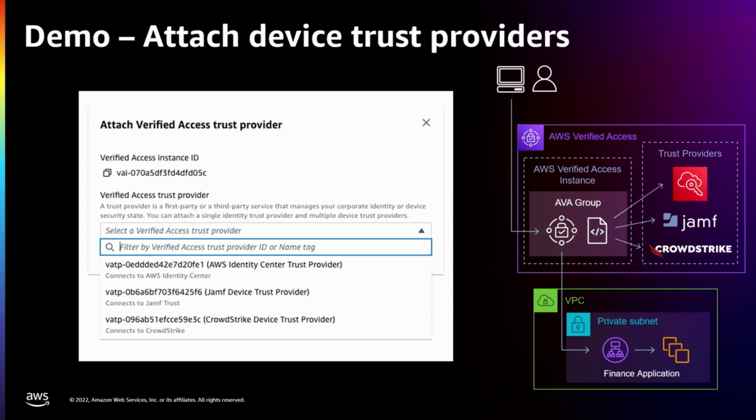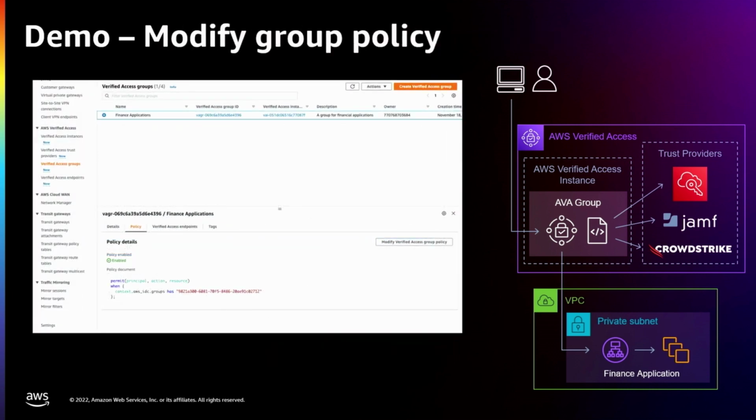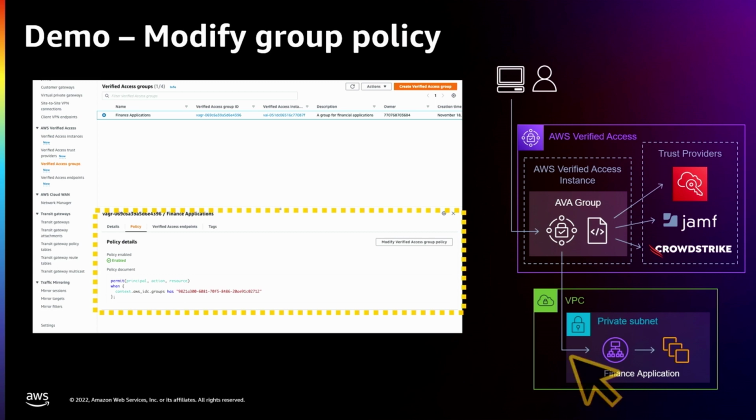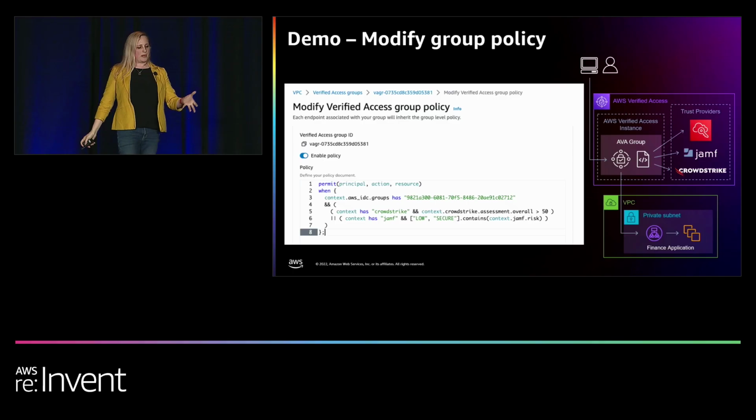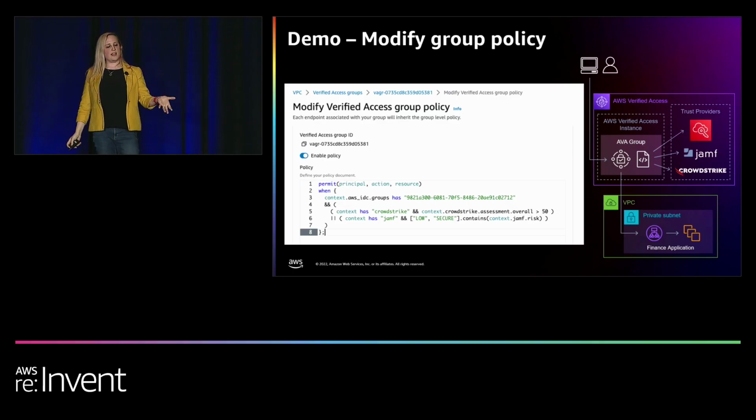It's all great to attach this data, but I actually have to have a policy that references the data. So I go back to my Finance Applications group, click on the Policy tab, and click Modify. This opens up the policy editor. You can see here that I'm adding some data to my policy. I'm still going to keep that AWS IDC reference to see if they're in the finance group, but I'm also going to add a stanza that looks at both CrowdStrike and Jamf.